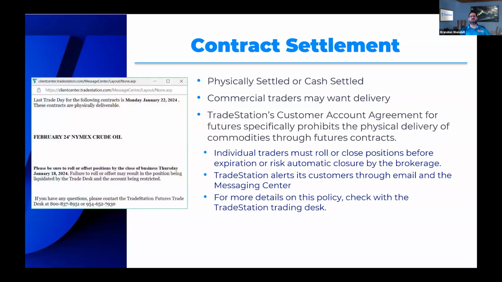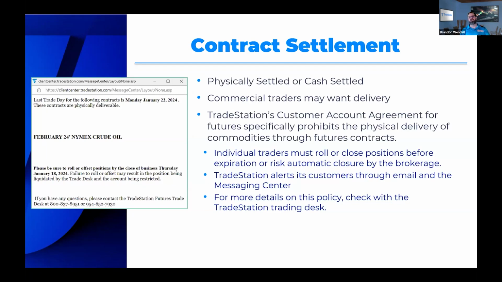As I mentioned before, TradeStation's customer account agreement, if you go in and look for it, you'll find it. There's an account agreement you can sign up. When you sign up for futures, you have to sign it. You have to acknowledge it. All that fine print that nobody ever wants to read. Well, I've read it. It's in there. And you are not allowed to take delivery. Okay. So if you're a TradeStation customer, basically you don't ignore the notices that come up.